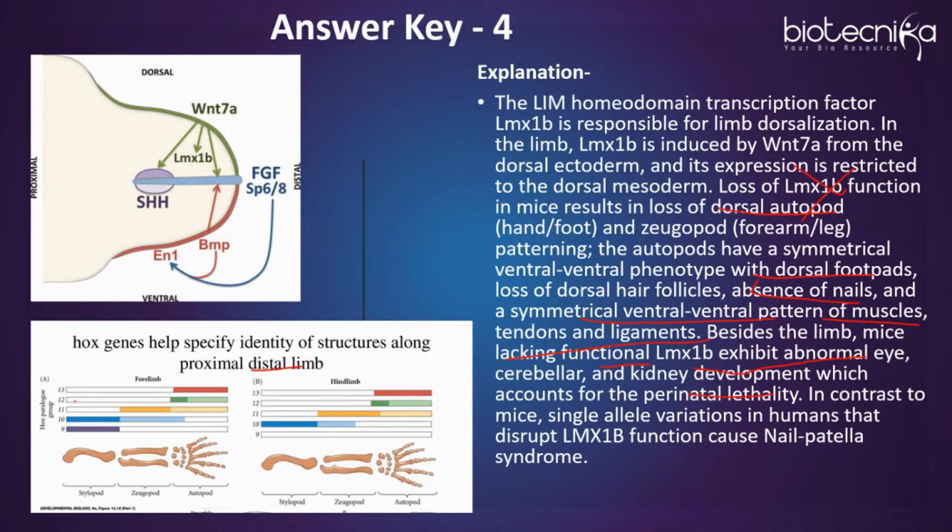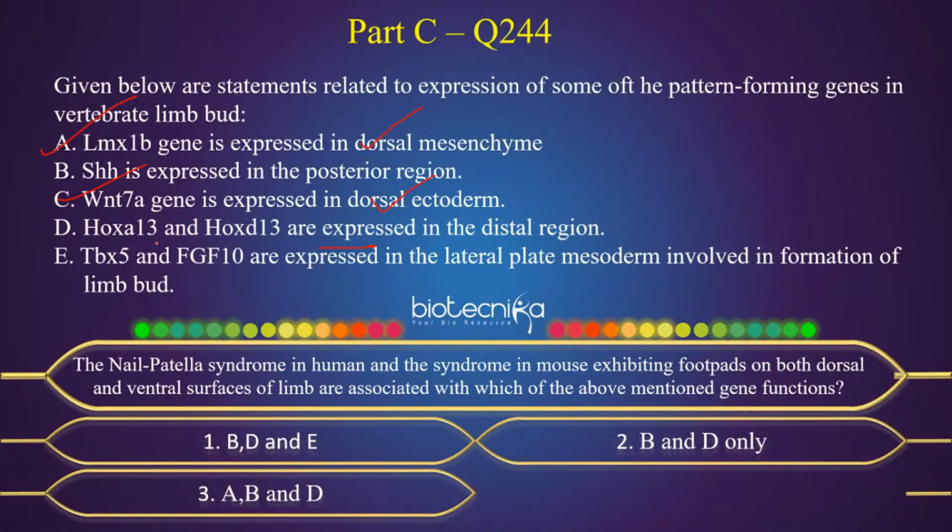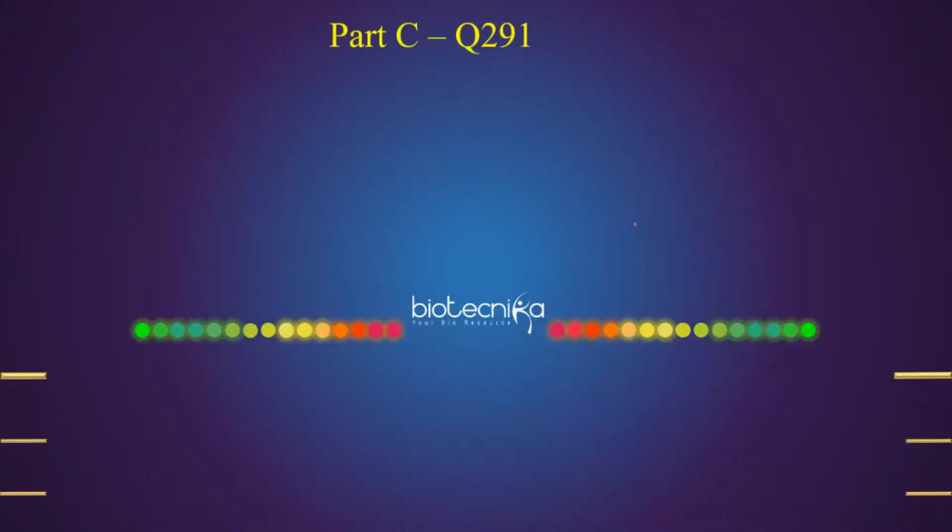So TBX, I told you, no, Hox gene controls. So you can see that Hox 13 controls the forelimb and hind limb, the distal parts. That's what Hox 13 will control. So how it is written, no, that is Hox A13 and Hox D13. They are expressed in the distal region. So that's what I wanted to mention. Okay, option 4 is right.